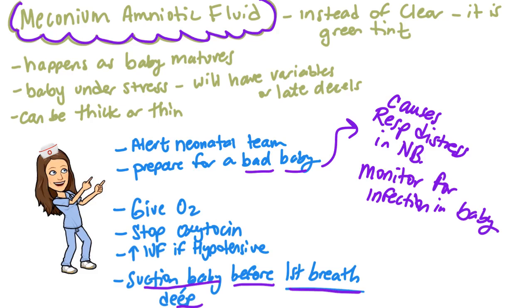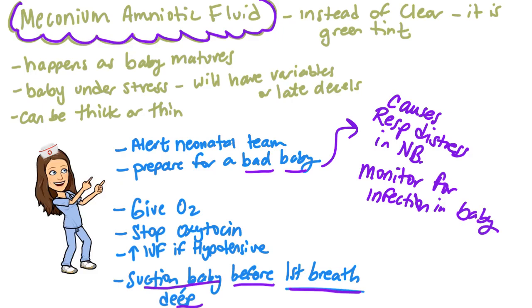So what the nurse will do is alert the neonatal team. We will prepare for a bad baby. So a bad baby in the nursing world is considered a baby who's going to come out and need resuscitative efforts. So it causes respiratory distress in the newborn and we will monitor for infection in the baby.